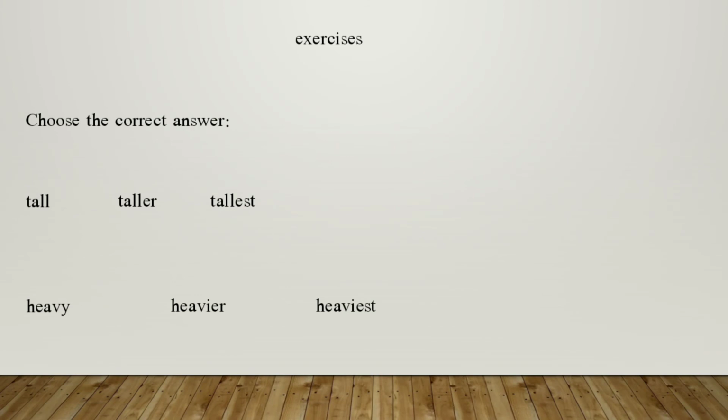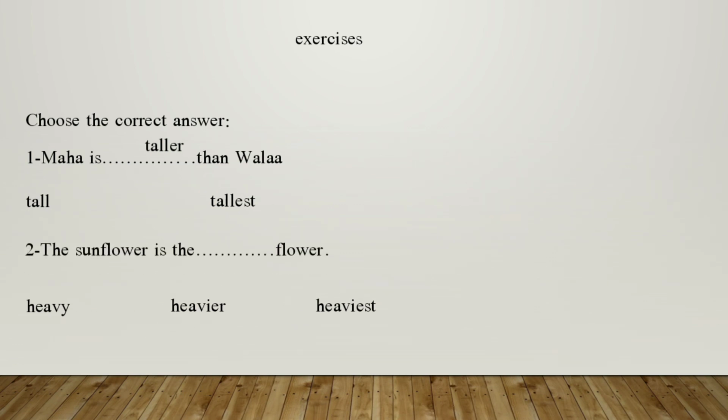Now it's time for answering exercises. Choose the correct answer. Number 1. Maha is blank than Walaa. Here we have than and I compare between Maha and Walaa. So I add to the adjective er. Maha is taller than Walaa.